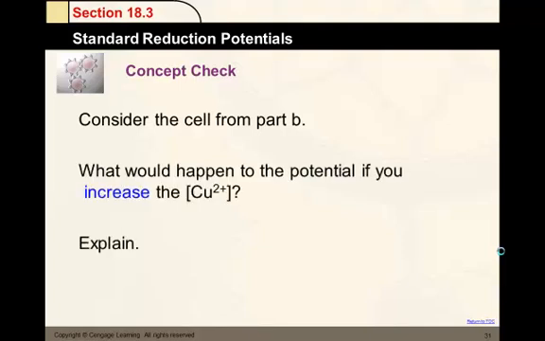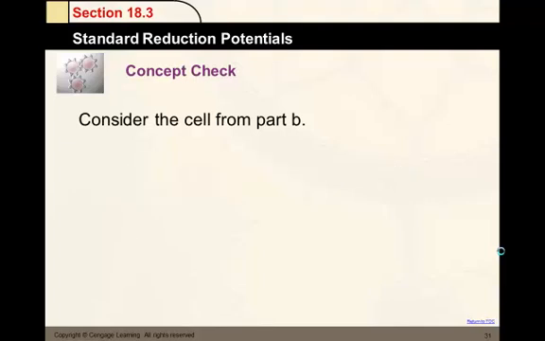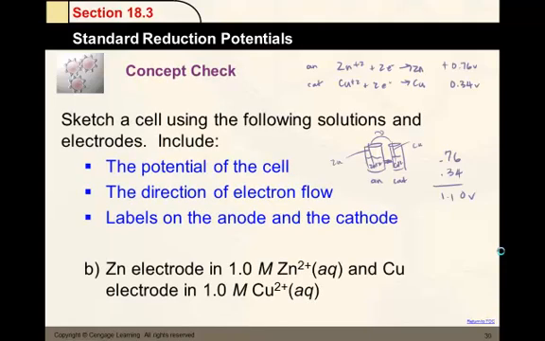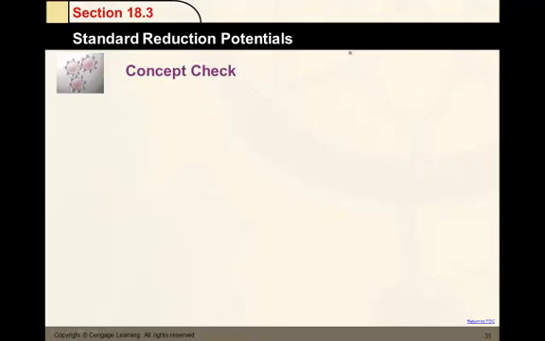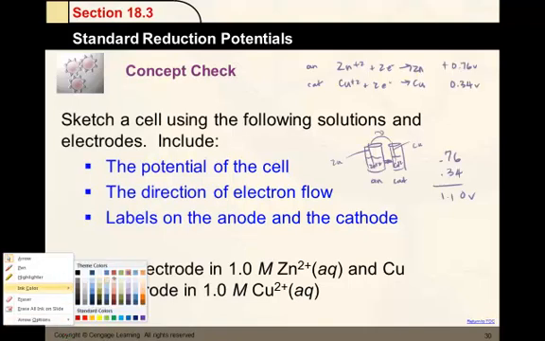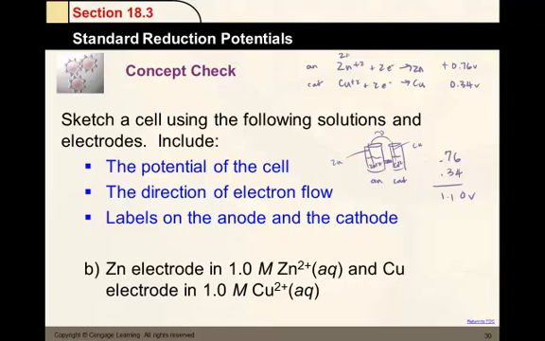Now let's look at that. What would happen to the potential if you increased the copper ion concentration? Well, let's go back. So here's our reaction. Now I actually haven't written the reaction for this. So if I flipped this around, I'd have zinc yields zinc plus 2 electrons. So that would be the positive 0.76.